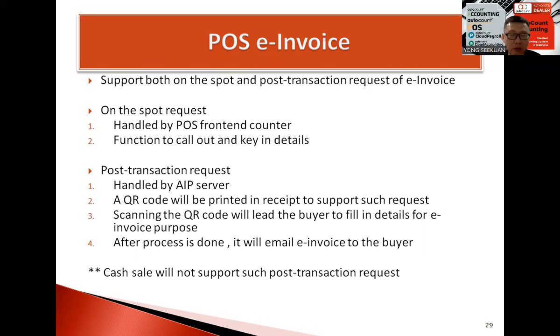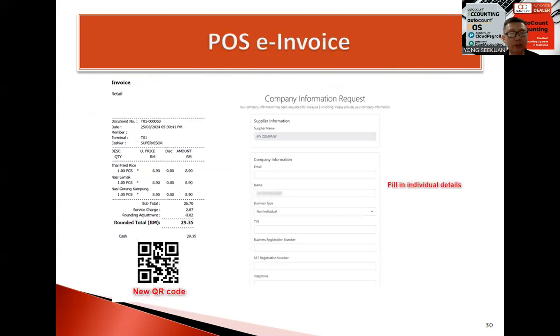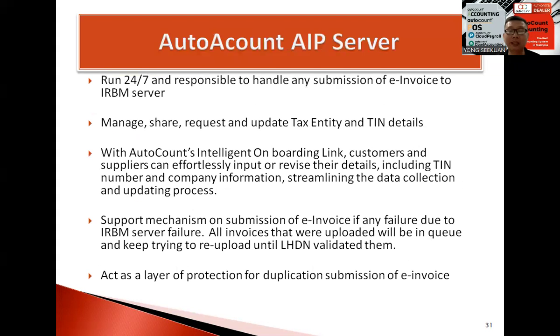Otherwise, the buyer will say, hey, why did I not receive any email? Then you find that the email is incorrect. So you see here, the new QR code on your receipt. After scanning, another screen comes out, the company information request, which you fill in accordingly. Then your customer can get the standard invoice. This AutoCount IRP server runs 24 hours, so you can manage, share, request and update. This is how the AutoCount IRP system helps you manage e-invoicing.